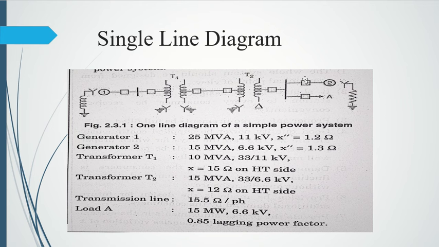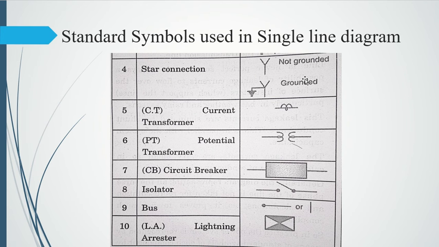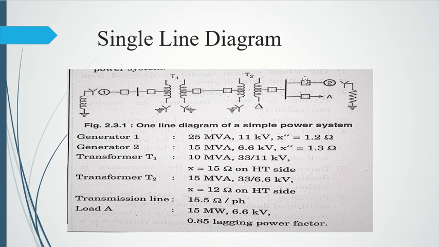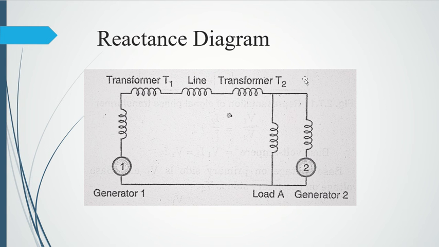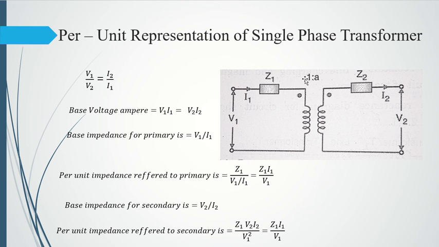We have seen representation of a power system using single line diagram in the very last lecture. We have seen the different components or the symbols we use to demonstrate the different components of power system with the help of single line diagram. We have learned how to draw an impedance diagram from the given single line diagram, and based on that impedance diagram we have also learned how to draw the reactance diagram. And from that we have learned to calculate the per unit representation of a single phase transformer, and we also learned the per unit representation of three phase transformers.